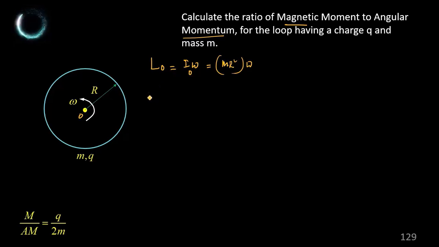Magnetic moment is basically I into A. What is I? Q amount of charge is moving along this loop, so I is basically Q by T. Now what is T? T is the time period.